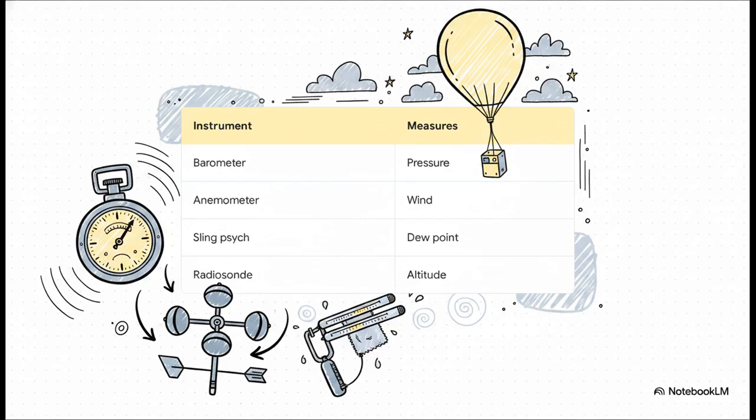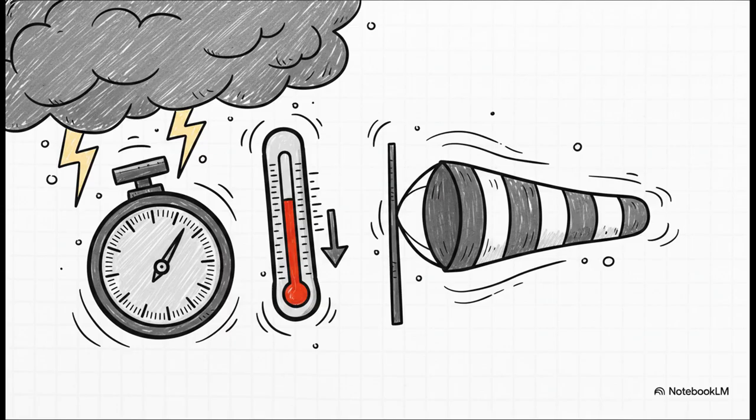The wind barbs showing knots, captured by a spinning anemometer. The dew point and relative humidity are often measured by a sling psychrometer. And data for upper altitudes, that's gathered by a radiosonde, which gets carried way up into the atmosphere by a weather balloon. And here's why all of this matters.